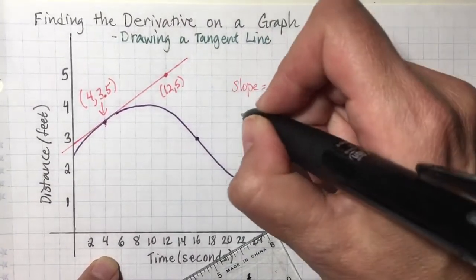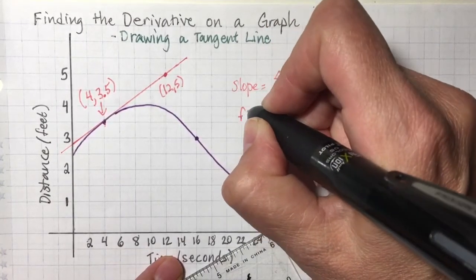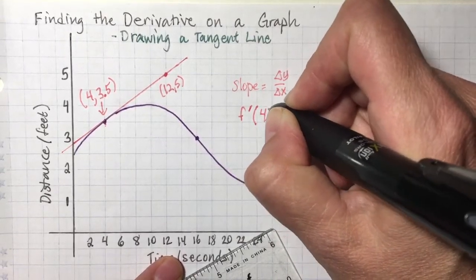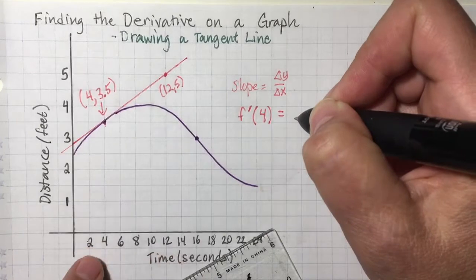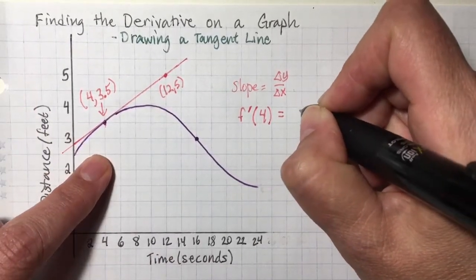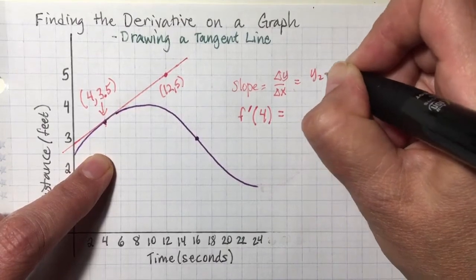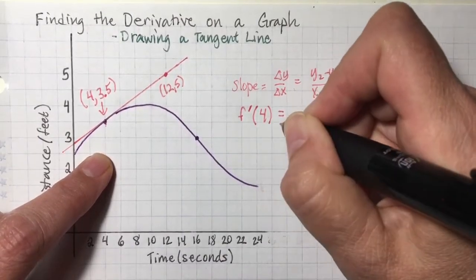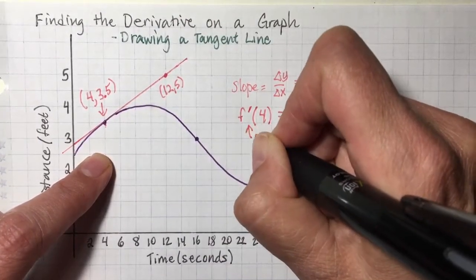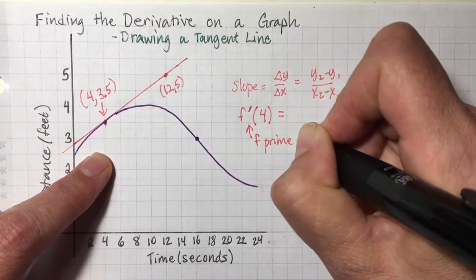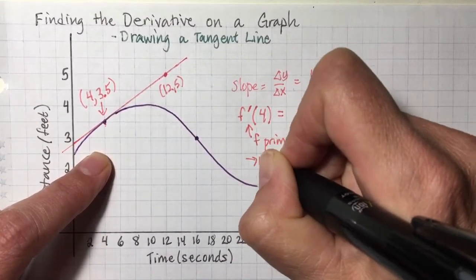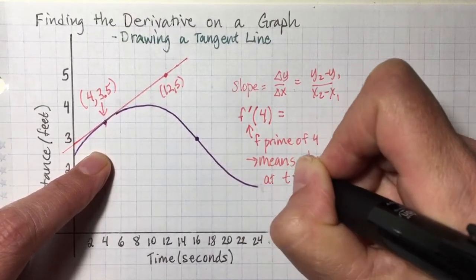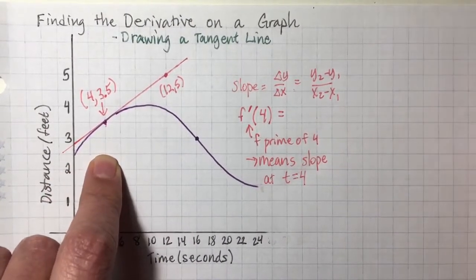So just finding that slope. And so the derivative or the slope, we use this notation of f prime of 4. So we're saying, what is the slope at x equals 4, or in this case time? And we know slope is found by doing y2 minus y1 divided by x2 minus x1. So f prime of 4, the slope at 4, that's what this means when we say f prime of 4. Which really means the slope at 4. In this case, t equals 4. So t, x, same difference.